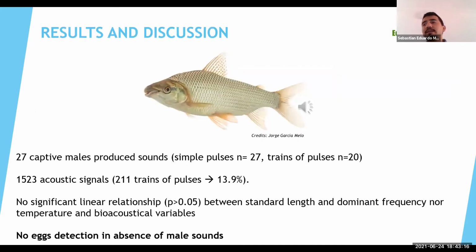And as a result, here I have the sound of the fish. An example, I don't know if you can hear it.